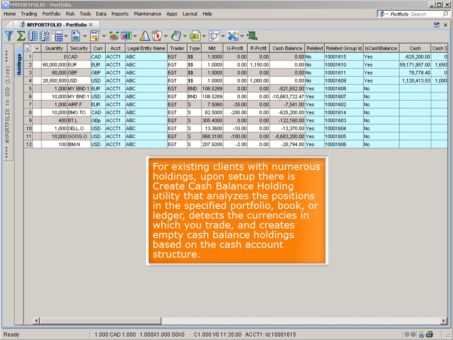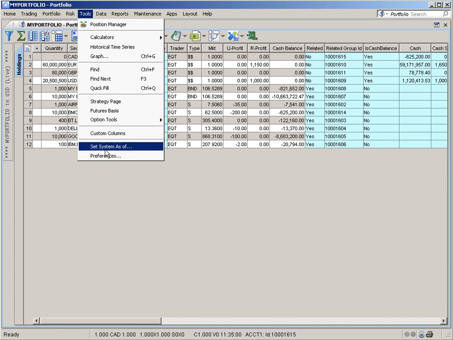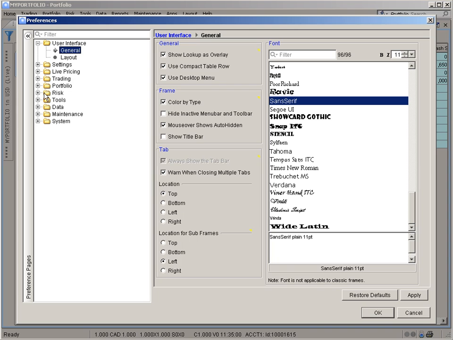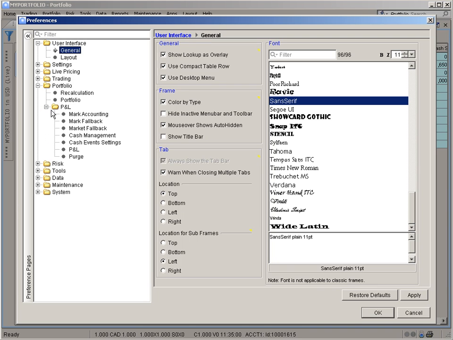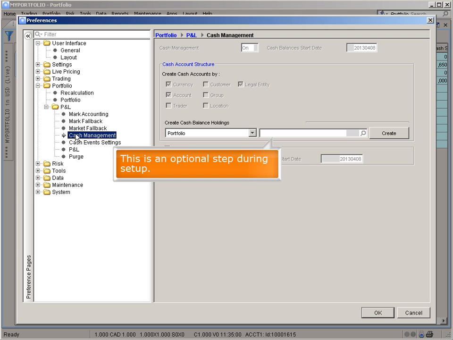For existing clients with numerous holdings, upon setup there is a Create Cash Balance Holding utility that analyzes the positions in the specified portfolio, book, or ledger, detects the currencies in which you trade, and creates empty cash balance holdings based on the cash account structure. This is an optional step during setup.